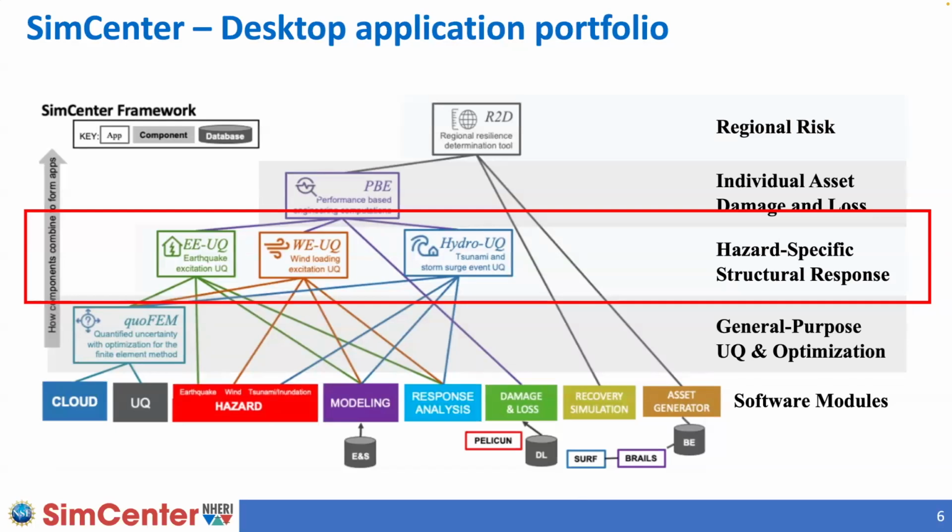In Hydro UQ, similarly, we have tsunami and storm surge related modeling functionality embedded. These three softwares give us structural response under natural hazard events. And those structural responses are usually measured as engineering demand parameters, EDPs. And these EDPs are usually interstory drift and floor vibration.